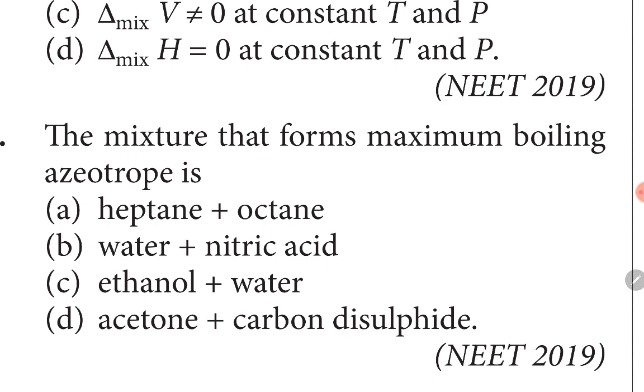So guys, in summary, maximum boiling azeotrope implies non-ideal solutions with negative deviation. Negative deviation implies that vapor pressure is less in comparison to Raoult's law. And guys, इसका मतलब ये है कि जो two liquids हैं उनका आपस में बहुत अच्छा attraction है and therefore less number of molecules are available in vapor phase. So guys, the final answer for this question is water and nitric acid. Now let's move ahead to the next slide.